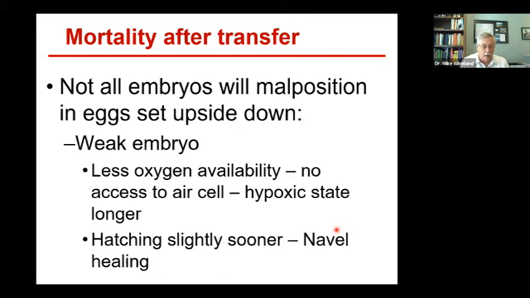And I always feel then they're going to be in that slightly hypoxic state for a longer period of time, and it's going to be stressful on hatching. You're also going to see problems with the chicks from those eggs hatching slightly sooner than they would if they were positioned correctly in the egg. And you're also going to see some problems with navel healing.